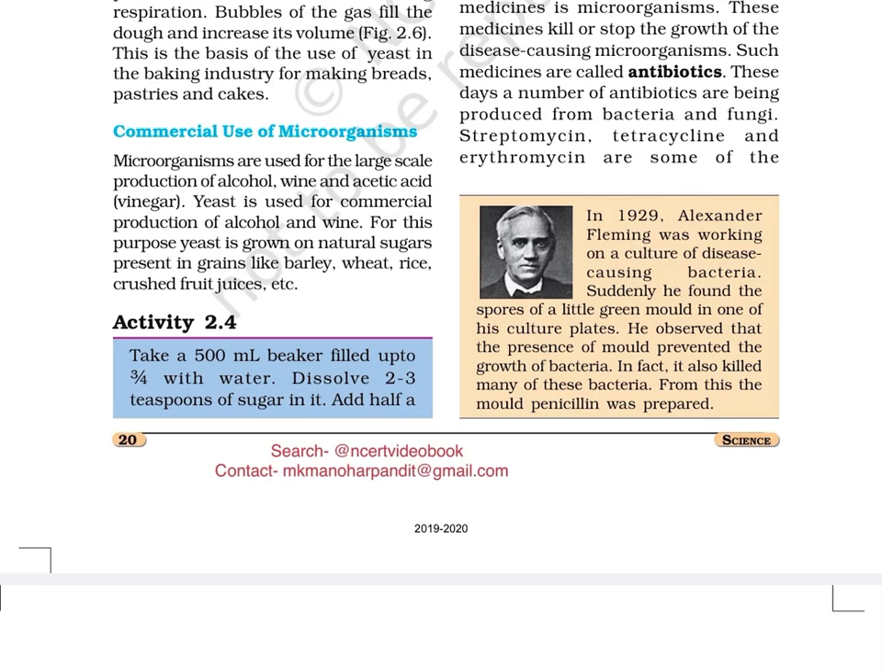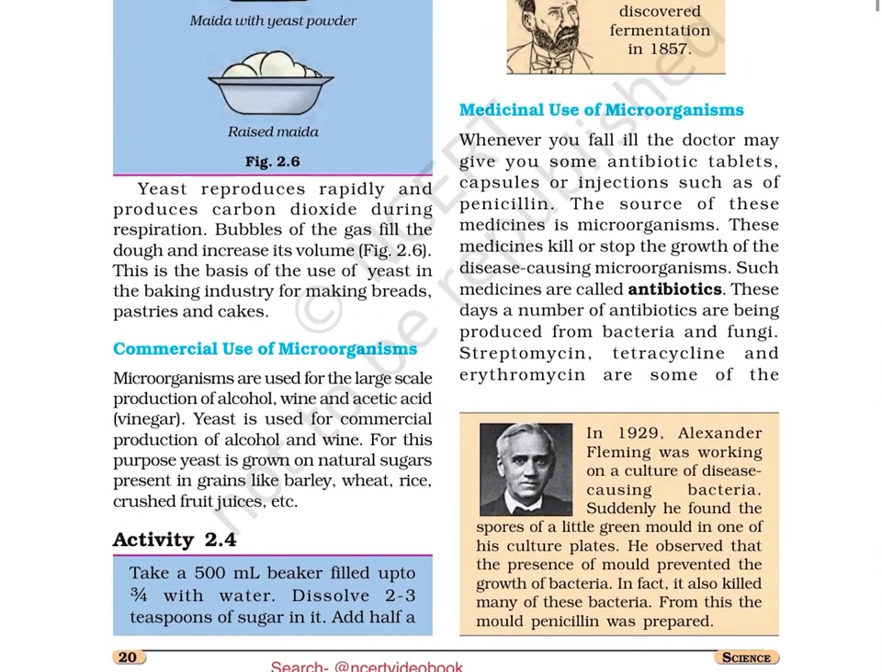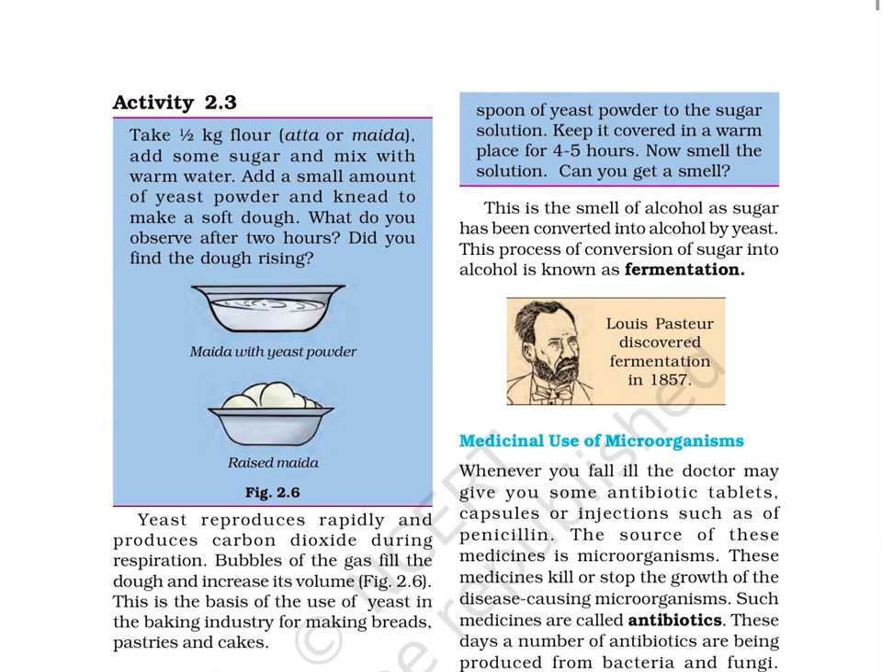Activity 2.4. Take a 500 milliliter beaker filled up to 3/4 with water. Dissolve 2 to 3 teaspoons of sugar in it. Add half a spoon of yeast powder to the sugar solution. Keep it covered in a warm place for 4 to 5 hours. Now smell the solution. Can you get a smell?